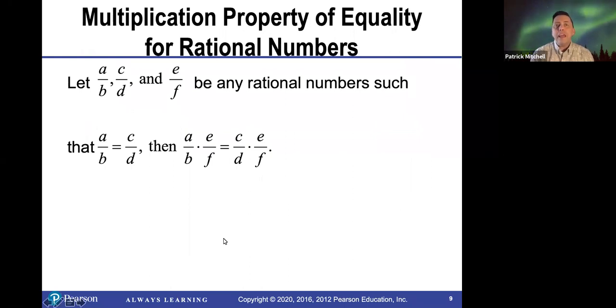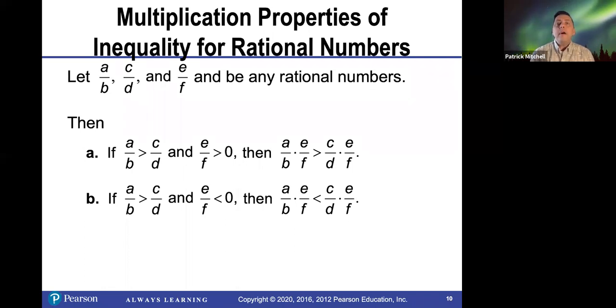All right, the multiplication property of equality for rational numbers. This is another property that we use to solve equations. So if you have three rational numbers such that the first two of them are equal, you will still have an equation if you multiply both sides of that equation by another rational number. And we usually say that we don't want this rational number e over f to be 0. But the way they've stated it is correct.